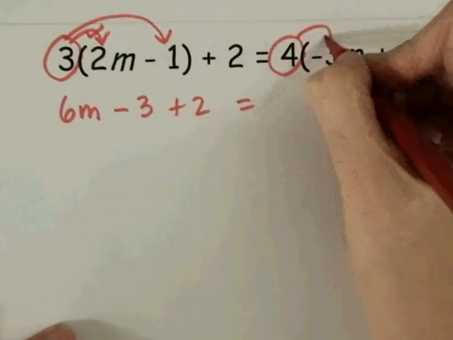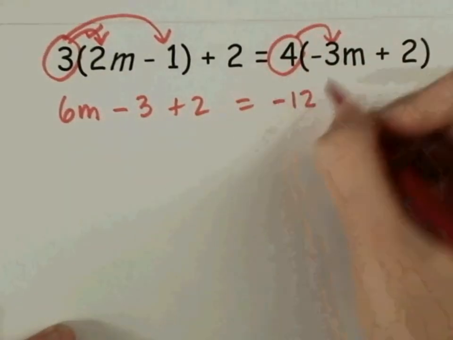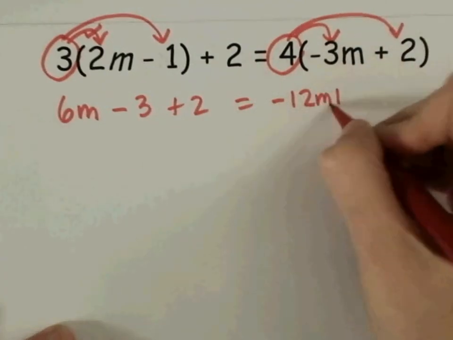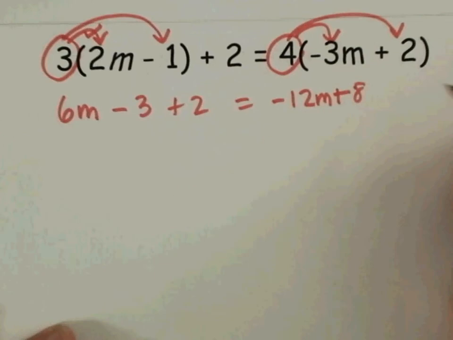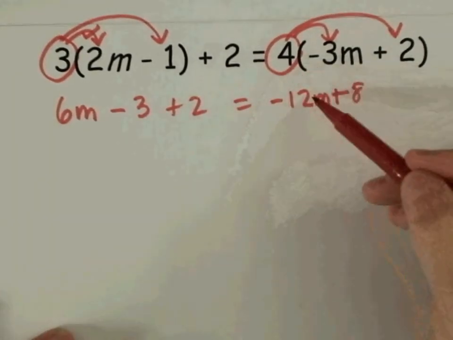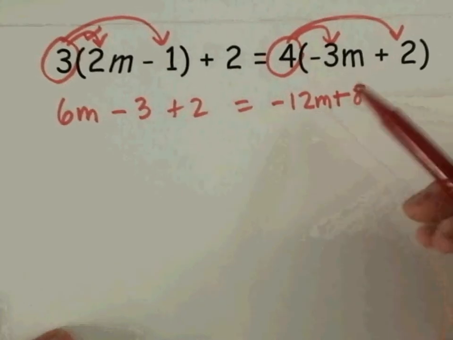Now I'm going to distribute this 4. 4 times negative 3m is negative 12m. 4 times positive 2 is positive 8. Okay. Again, I almost forgot it. 12, that's m, so I've got to make sure that I bring the m down with it.